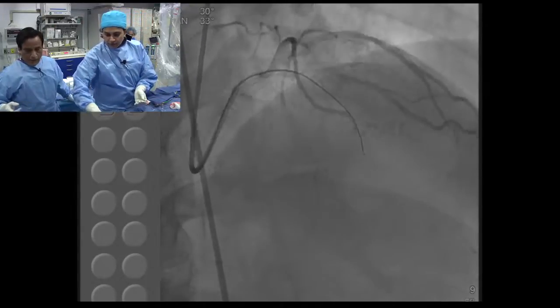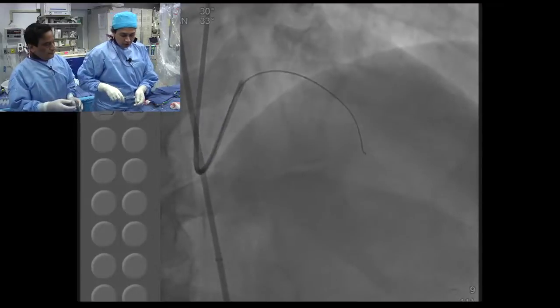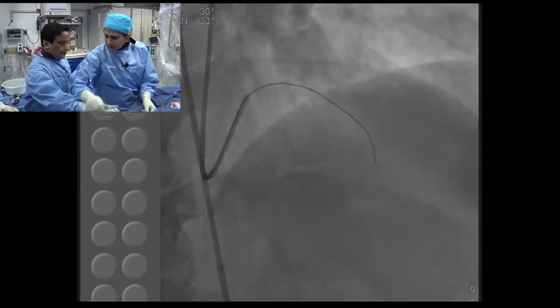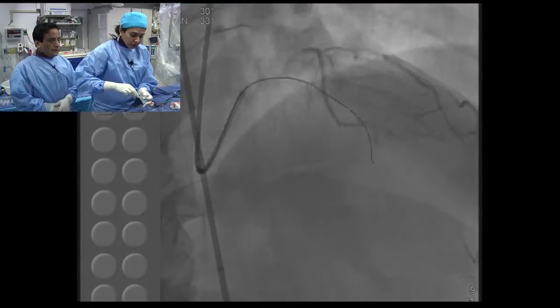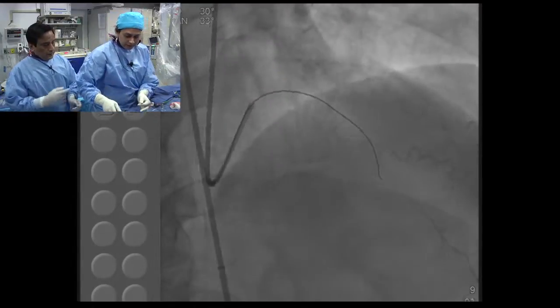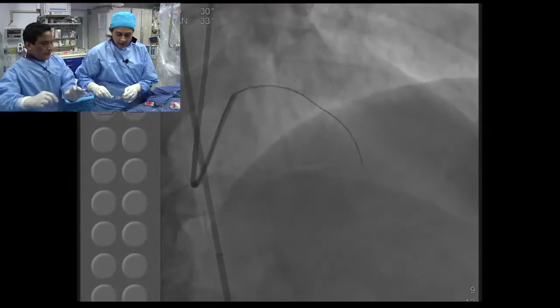Need to go to a different wire? Keep talking. No, I'm trying to see if maybe it looks like I'm in the lumen. But I just need to get into the LAD. It keeps going to the septal. Right. You need a different wire or the same? I'm just trying to see if I can take the Fielder back and get into the lumen.